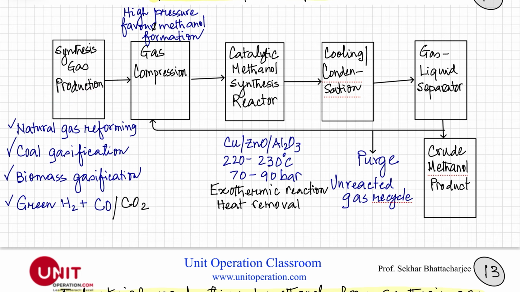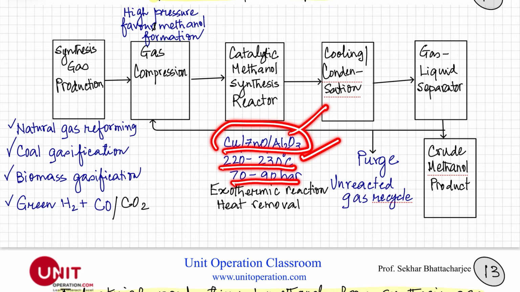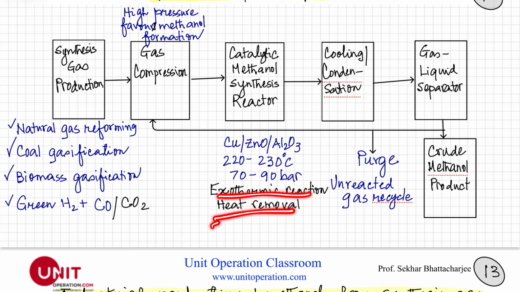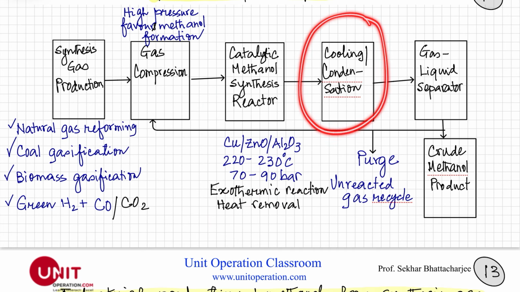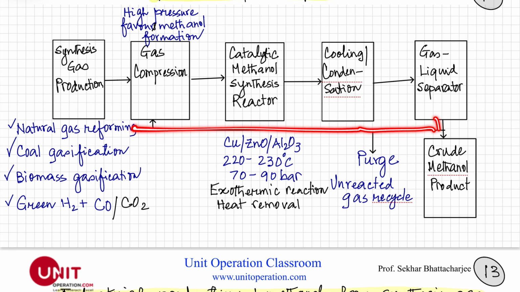Once we get the syngas, we compress it, and then we send it to the catalytic methanol synthesis reactor. Let's say this is a typical catalyst here. These are the typical reaction conditions, temperature and pressure, and this is exothermic, so it needs an efficient heat removal process, like say using a steam boiler. Then, of course, the products are cooled and condensed, and that's the gas-liquid separator here. And of course, we get the cooled methanol product, and the unreacted gases, which are reactants, are sent back.